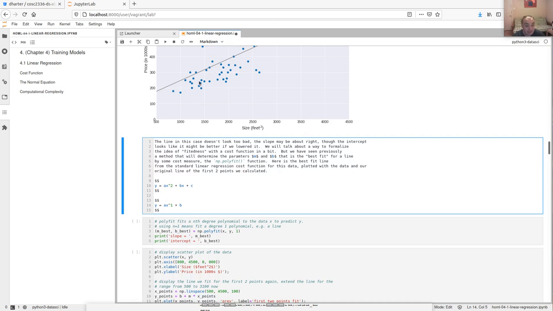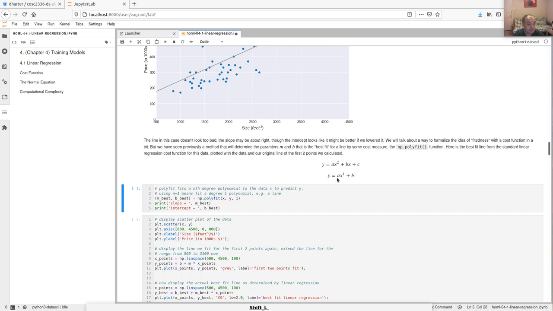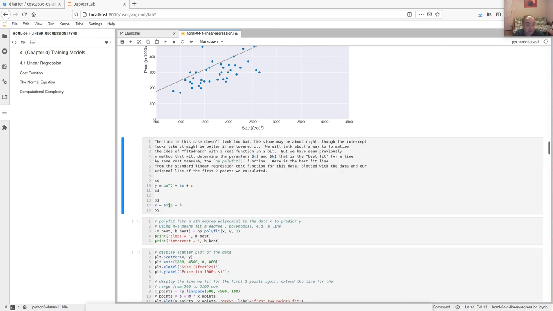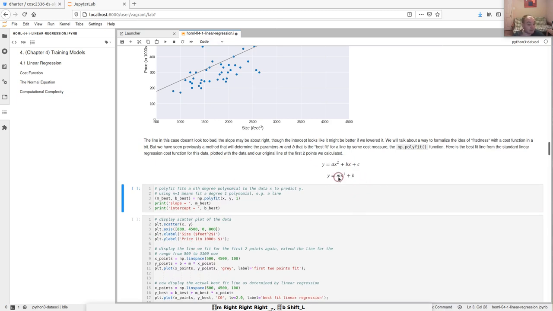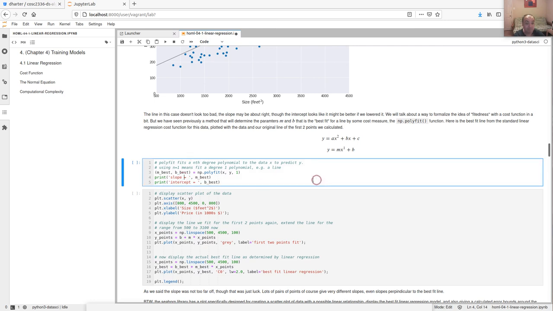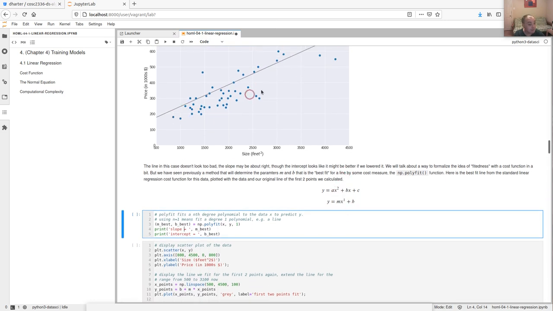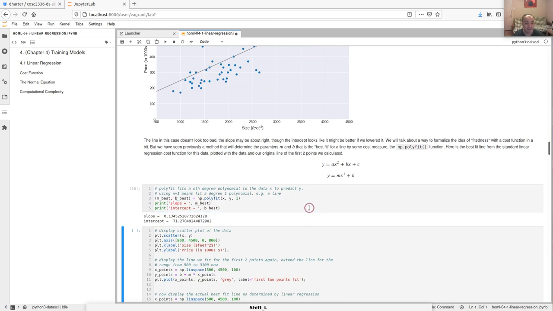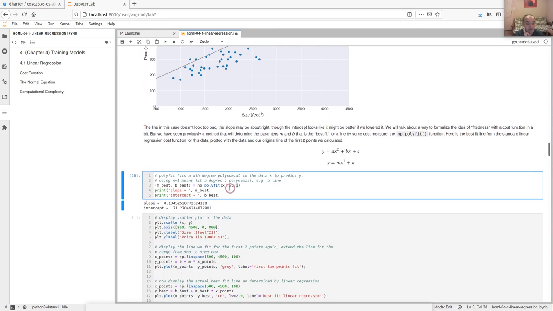So in order to fit a particular polynomial, you have to determine the values of a, b, and c, or a, b, if it's just a degree 1 polynomial. A degree 1 polynomial is our slope-intercept form, mx plus b, the slope and the intercept. If you determine the slope and the intercept of a particular line, that gives you the polynomial. What polyfit is doing is determining the slope and the intercept that give you the best line, in some sense that we have to talk about next, the best fit. So we ask polyfit for a degree 1 polynomial, a line fitting my x data, which is the house size in square feet, and our y data, which is the price, the independent and the dependent variable.